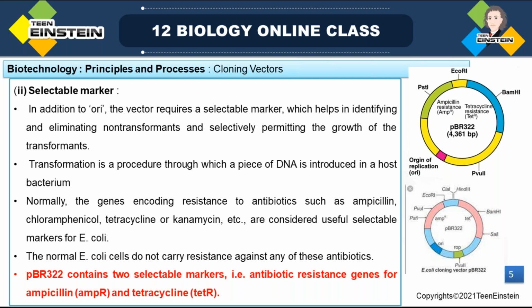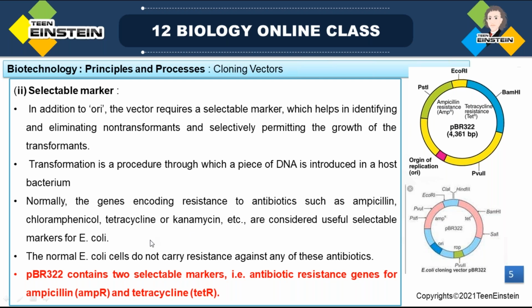Because normally, E. coli cells are not resistant against antibiotics like ampicillin, chloramphenicol, tetracycline or kanamycin. In normal conditions they are not resistant. When E. coli cells are exposed to these antibiotics, they may die. They can't resist; they don't have the resistant gene for these antibiotics.